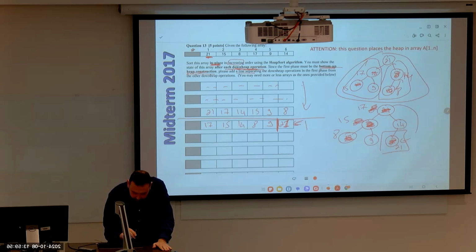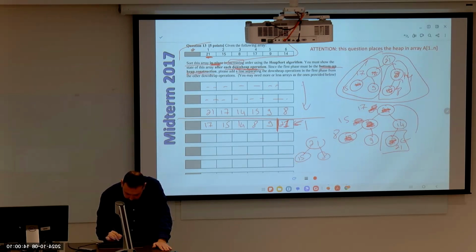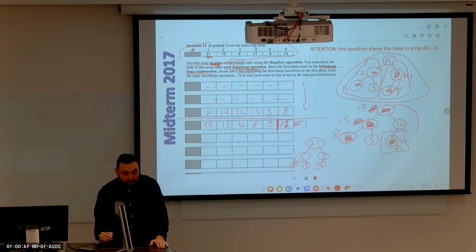So in this case here, look at this one. We have 21, we have 15, we have 8, 17, 9, 14. The 21 is the maximum, but is 8 greater than 14? Is 15 greater than 17? No. So the definition of a max heap is that the parent needs to be greater than its children. All the nodes need to be like that, not just the root.